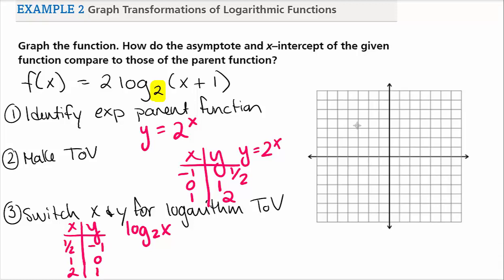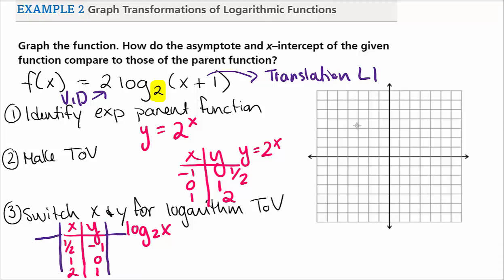Now let's look at our transformations. We have a 1 that is added to the x, so that's going to be a translation left by 1. And then we also have a 2 that's being multiplied in front of the logarithm, so on the outside of the parent function. So that's going to be a vertical dilation. We go down to our table of values and we apply our new expressions. We have x minus 1 and 2y. So we end up getting -1/2, 0, and 1, and then -2, 0, and 2.